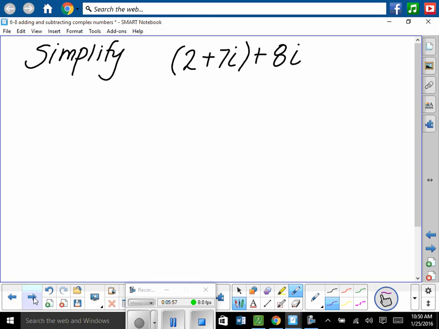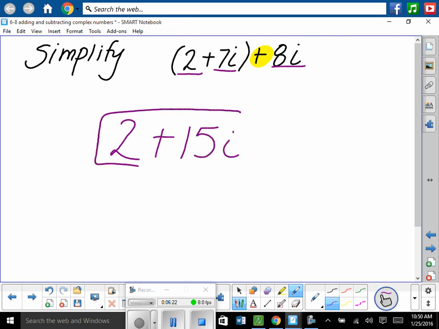We have 2 plus 7i plus 8i. Are we multiplying these things? Nope. Once again, we see the addition sign. We know we're adding. So don't let it throw you off, guys. Real parts with real parts. 2. Do you see any other real parts? Nope. So we have a 2. Then 7i plus 8i, 15i. So plus 15i. Questions?